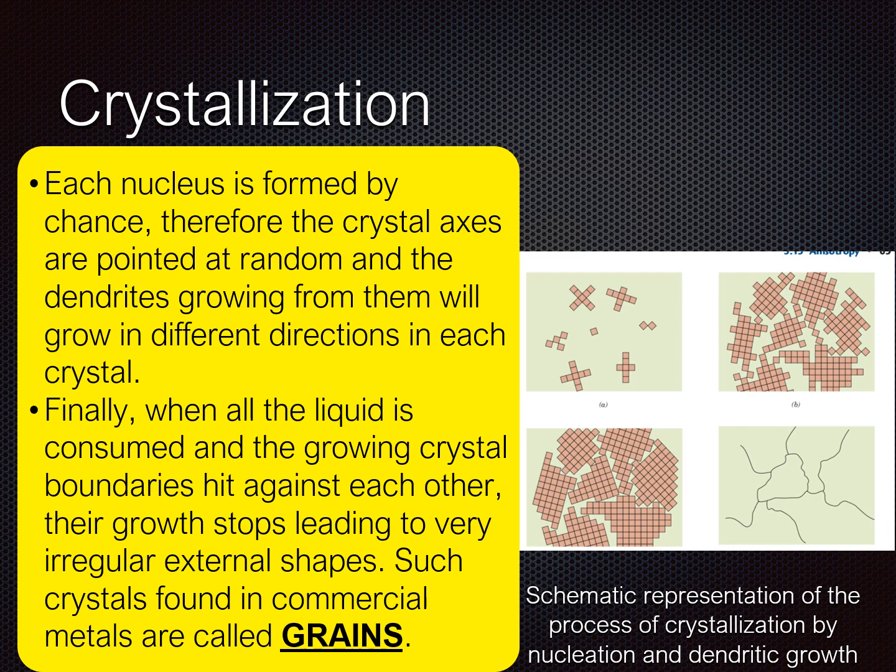Figure on the right hand side shows schematic representation of the various stages in the solidification of a polycrystalline material. The square grids depict unit cells. The figure A shows small crystallite nuclei.